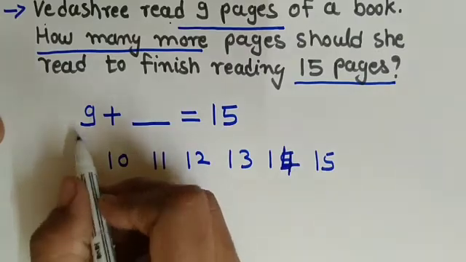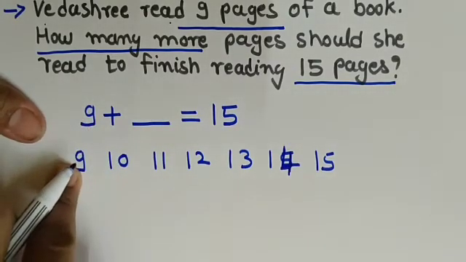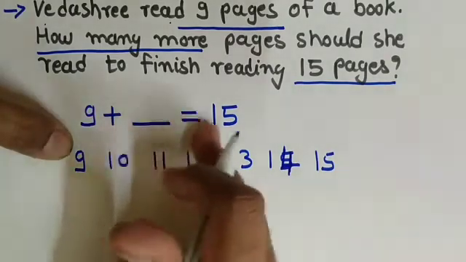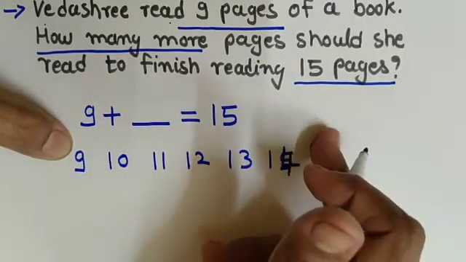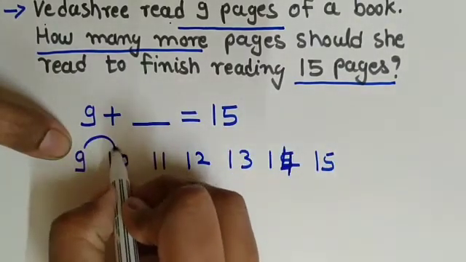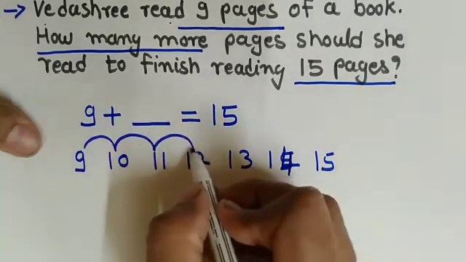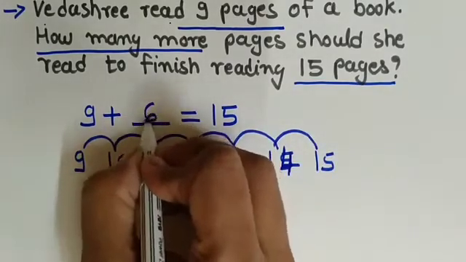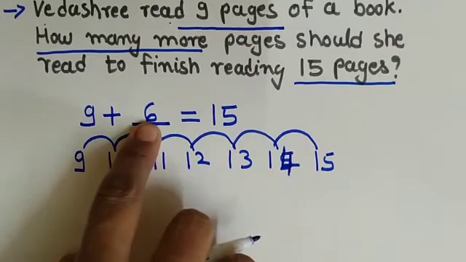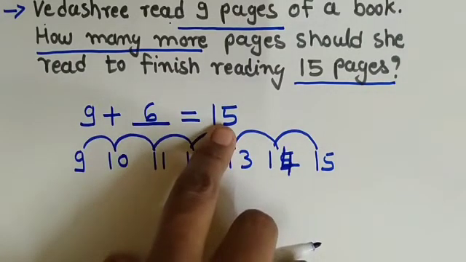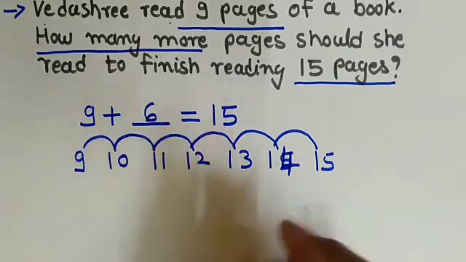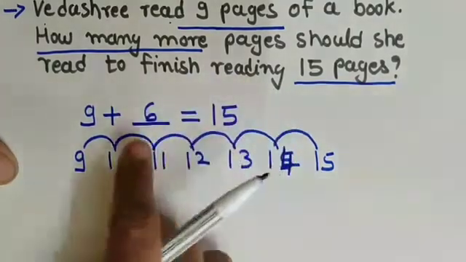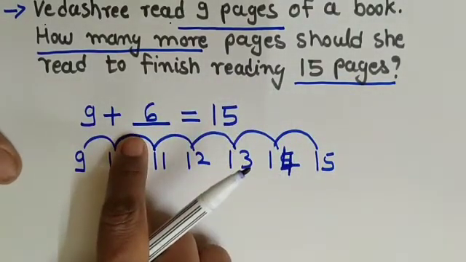Now children, till 9 she has completed reading. So how many more? Means how many steps do we have to take to reach the number 15. Let's count. 1, 2, 3, 4, 5, 6. Means 6 pages she has to read more to complete her reading of 15 pages. So here children, we have solved this sum with the help of addition.